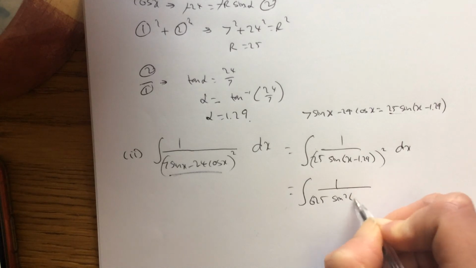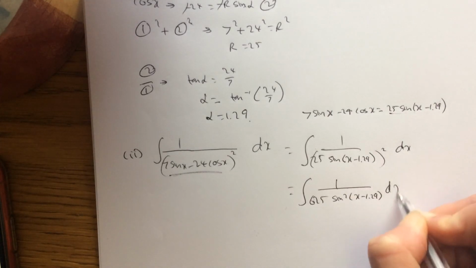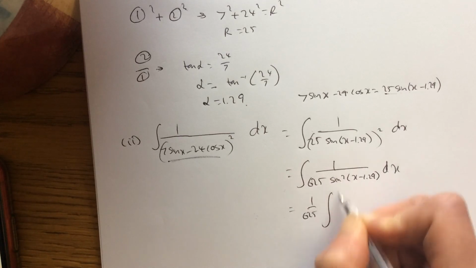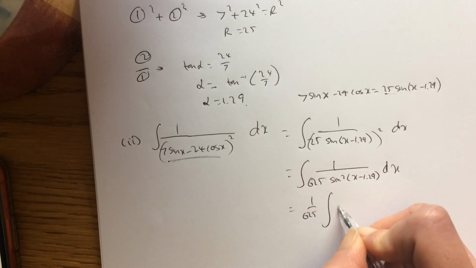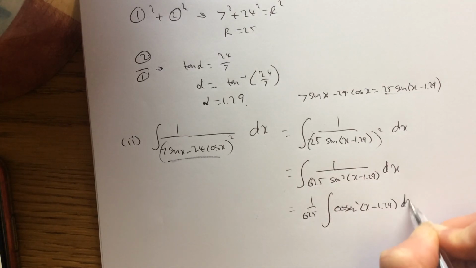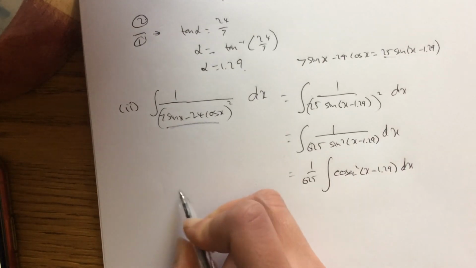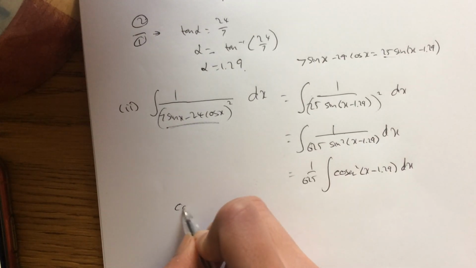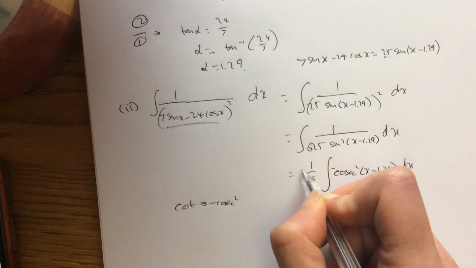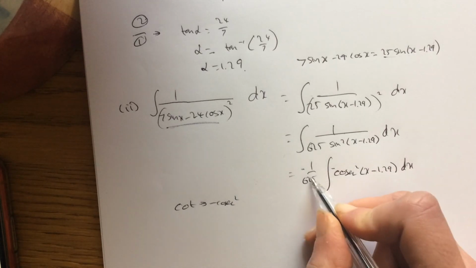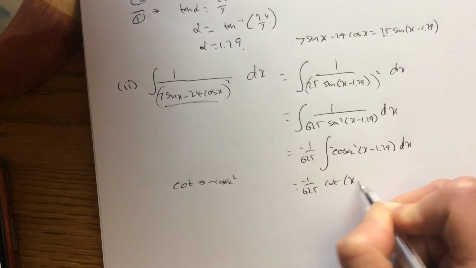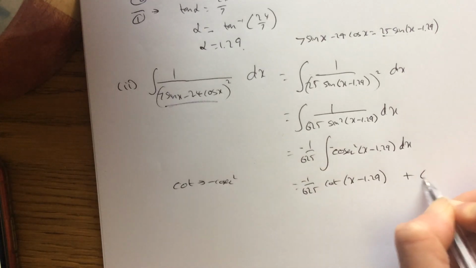And now I've got sine squared of this angle. 1 over sine squared, I'm going to bring that 625 out. 1 over sine squared is the same as cosec squared. So it's cosec squared of this angle. Okay, cosec squared is one of your trig identities on the list because cot goes to minus cosec squared. So I need a minus. The derivative of this is a 1 and I've got a 1. So I can integrate that back to give me cot of x minus 1.29. And don't forget your c.